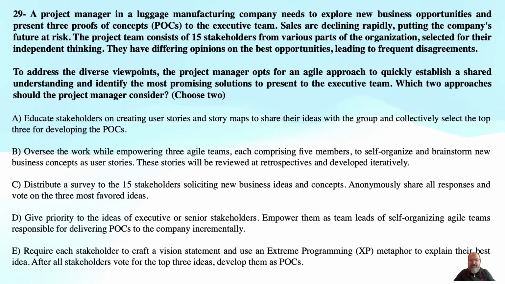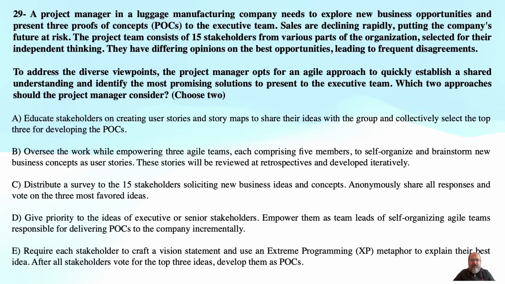Here is the 29th question. In this question, there are two correct answers, and you should select both of them. Option alpha and option beta are correct. Let's see why they are correct now.